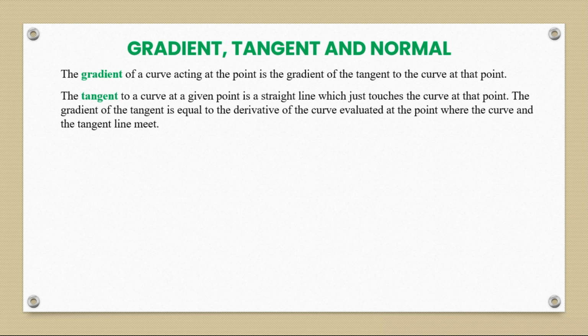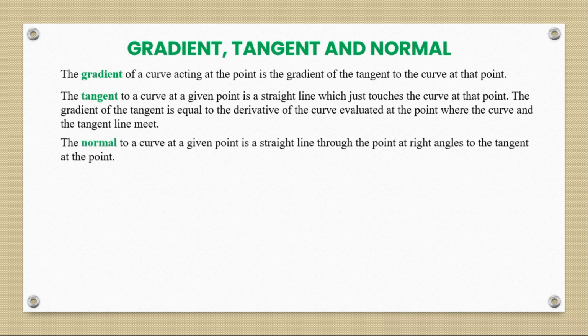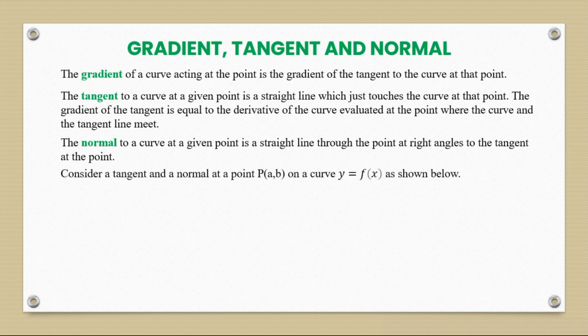The gradient of the tangent is equal to the derivative of the curve evaluated at the point where the curve and the tangent line meet. And then the normal to a curve at a given point is a straight line through the point at right angles to the tangent at the point.